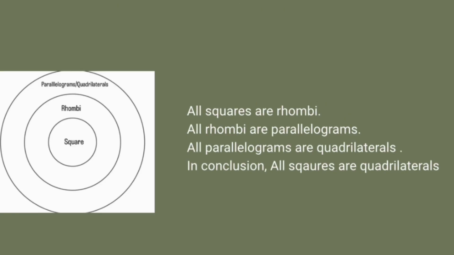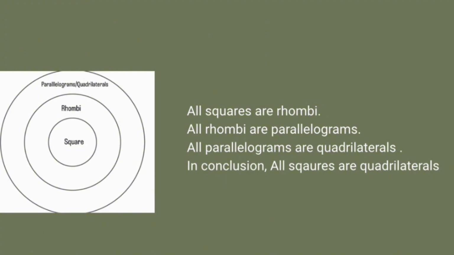Another example, try to look at the picture here. It represents the premises with three nested circles: the innermost circle represents squares, the middle circle represents rhombi, and the outermost circle represents parallelograms. A larger circle encompassing parallelograms represents quadrilaterals. This visually represents the premises: all squares are rhombi, all rhombi are parallelograms, and all parallelograms are quadrilaterals.